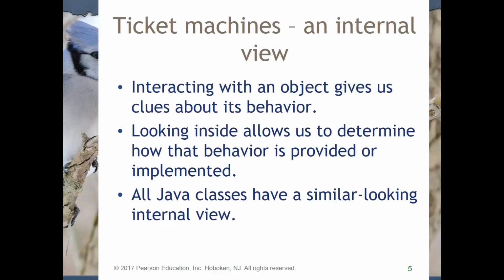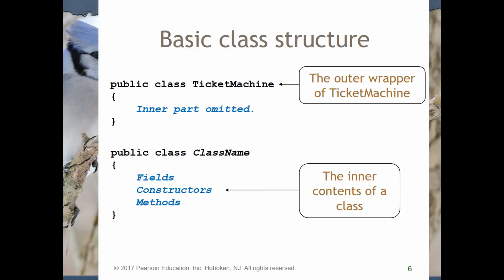Ticket machine is an internal view. Interacting with objects gives us clues about behavior, etc. All Java classes have similar looking internal view. There's nothing magical here. What we're doing is just going through source code.